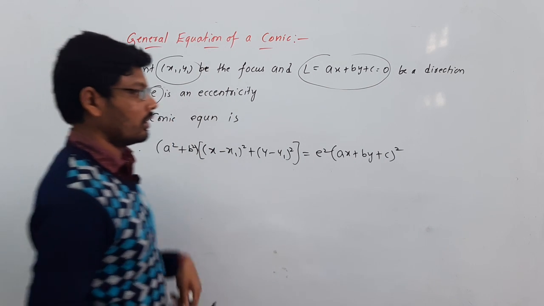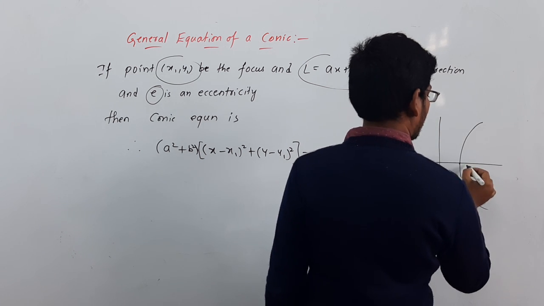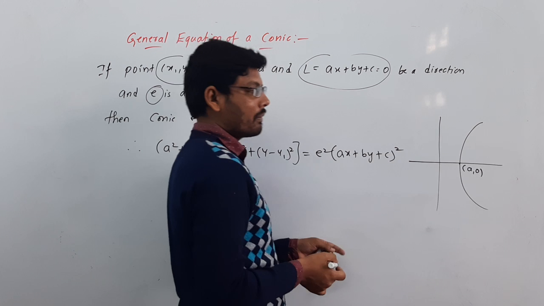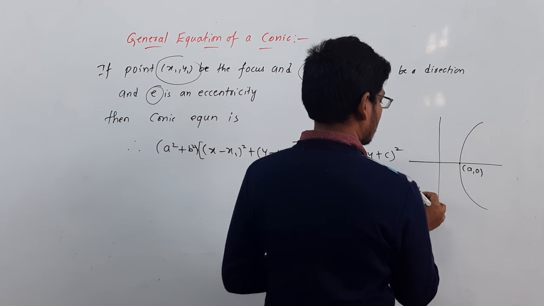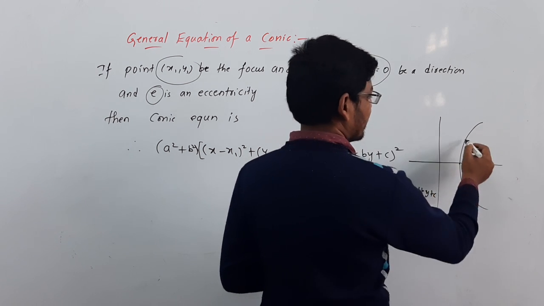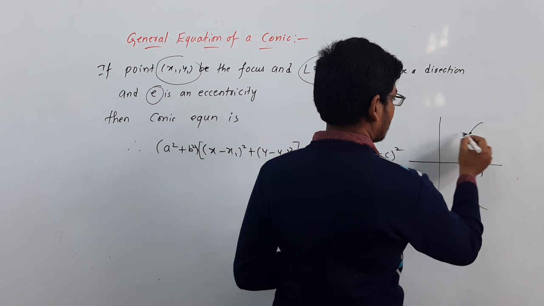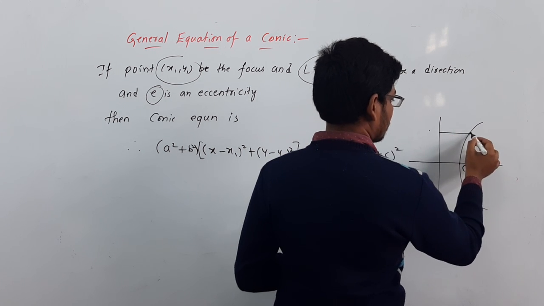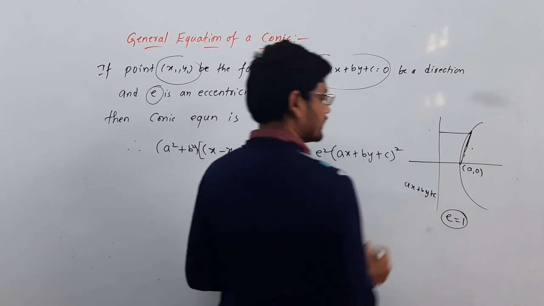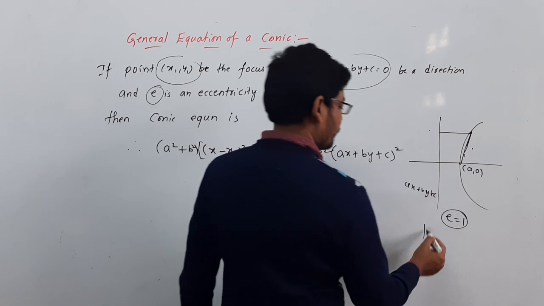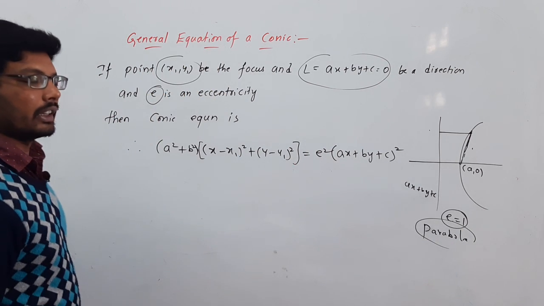Let us cross check for parabola. For the standard form of parabola, I am taking the focus as a comma 0. This is the directrix, that is ax plus by plus c is equal to 0, and this is the eccentricity. If eccentricity is equal to 1, then we get the parabola. Only if eccentricity is equal to 1 is it a parabola.